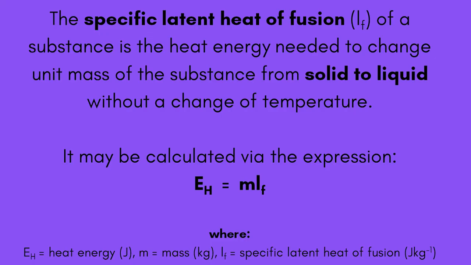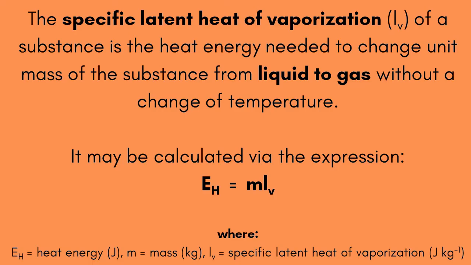Specific latent heat of fusion of a substance is the heat energy needed to change unit mass of the substance from solid to liquid without a change of temperature. It may be calculated via the expression E_H = mL_F, where E_H is the heat energy in joules, m is the mass in kilograms, and L_F is the specific latent heat of fusion in joules per kilogram.